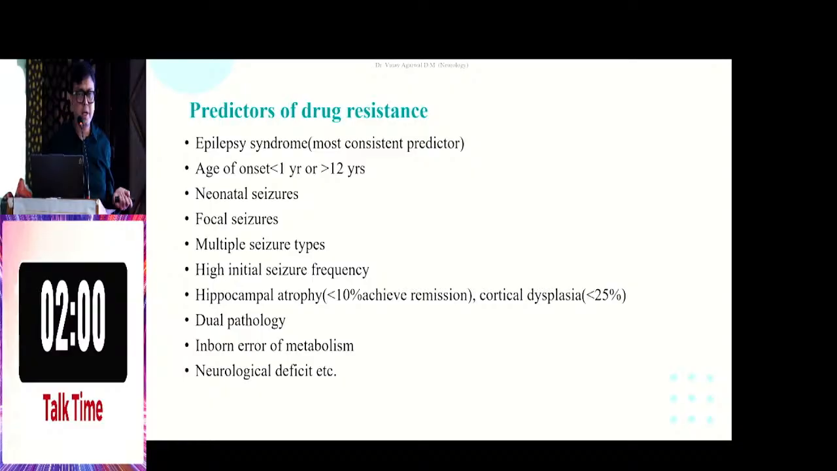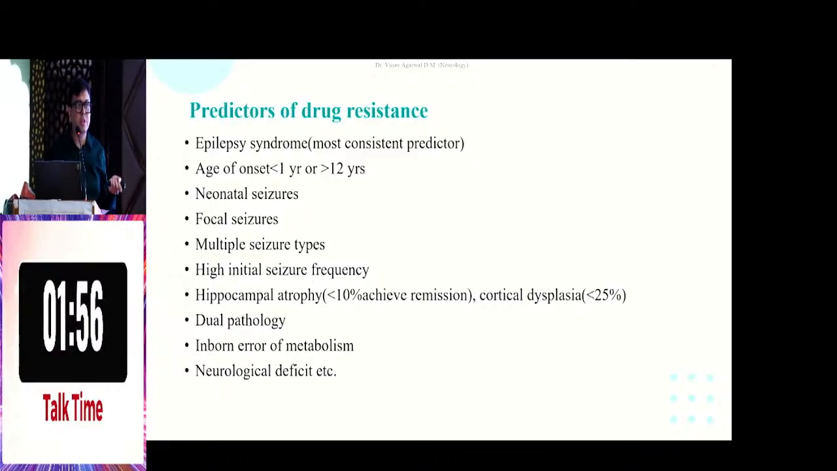What are the predictors of drug resistance? That is, we should know from the start which patient is going to require multiple drugs. Most common is epilepsy syndrome, very young age of onset, neonatal seizures, focal seizures, multiple seizure types at onset, hippocampal atrophy, like we often see in MRI reports, mesial temporal lobe sclerosis, which is very difficult to control. Dual pathology or inborn error of metabolism.